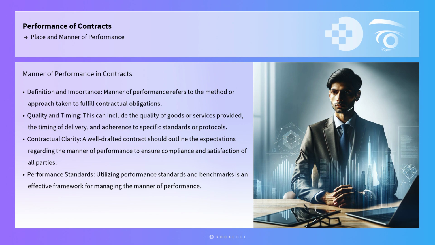Manner of performance, on the other hand, refers to the method or approach taken to fulfill contractual obligations. This can include the quality of goods or services provided, the timing of delivery, and adherence to specific standards or protocols. A well-drafted contract should outline the expectations regarding the manner of performance to ensure compliance and satisfaction of all parties. Utilizing performance standards and benchmarks is an effective framework for managing the manner of performance.